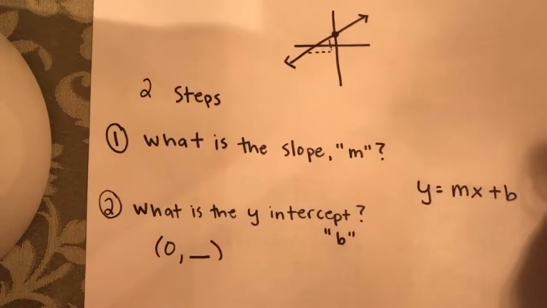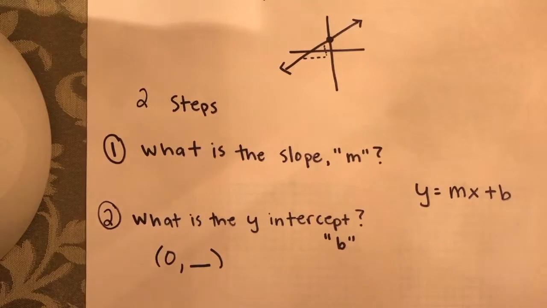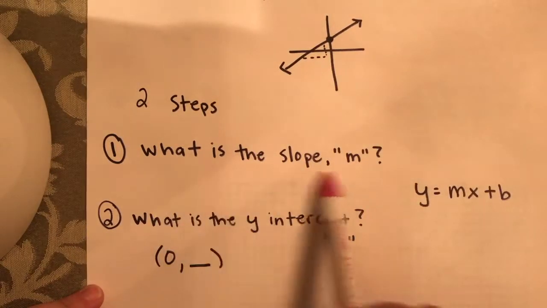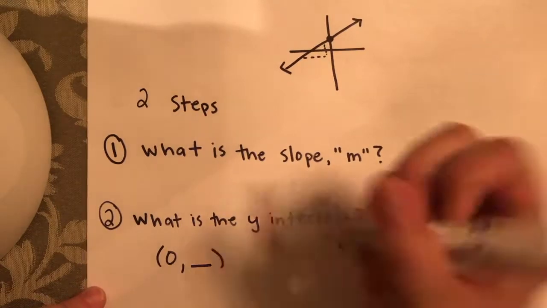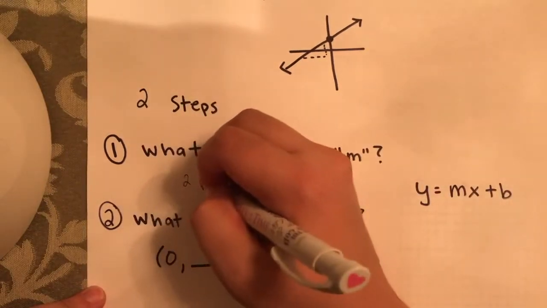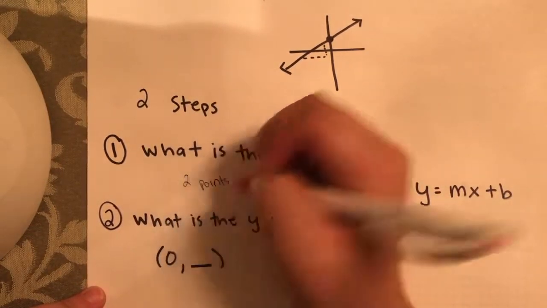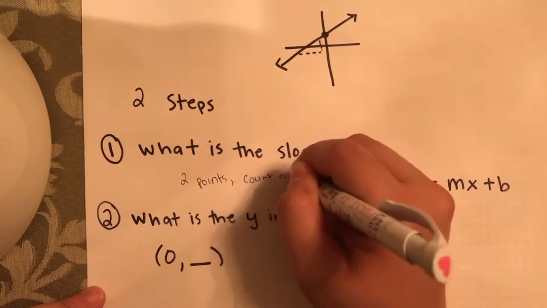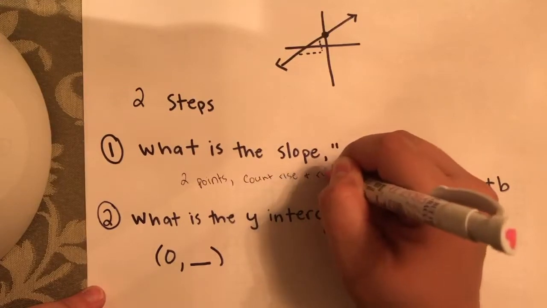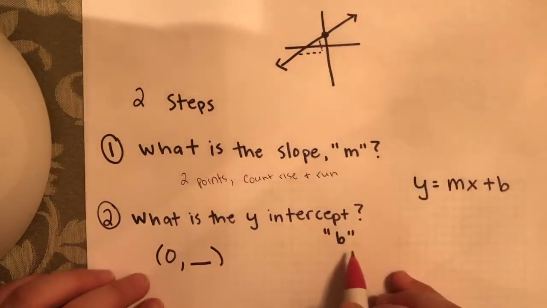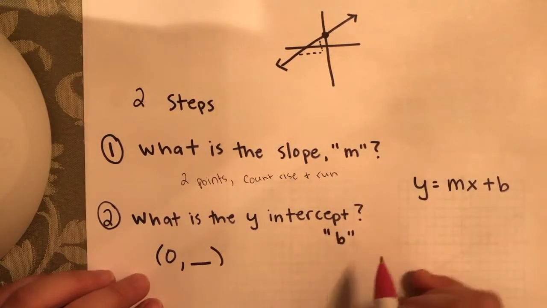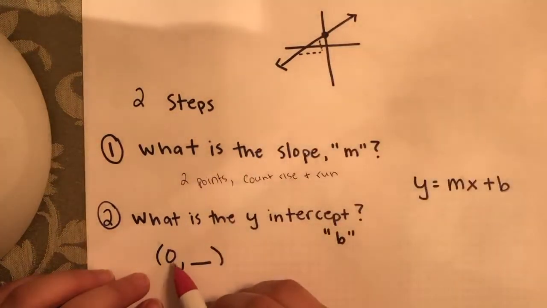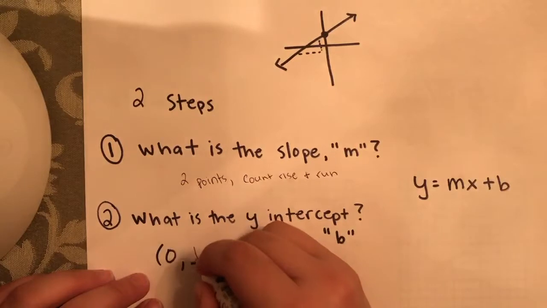So again, it's a two-step process. We're always looking at the slope and the intercept. So I look at this graph and I say to myself, what is the slope? So to find slope, we need 2 points. And we can just count the rise and the run. And then we say, what is the y-intercept? So where does it intercept this axis? And we also know it's always (0, b).